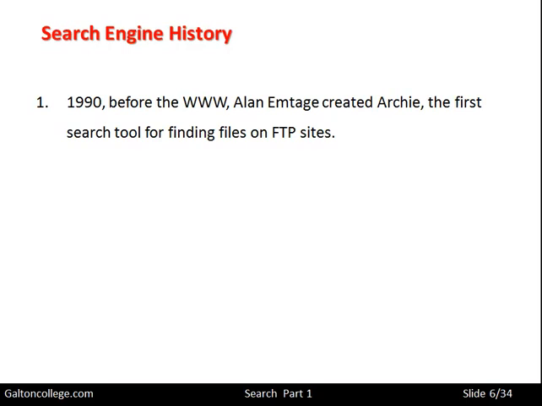Around 1990, before the World Wide Web, some developers, Alan Emtage, for example, created Archie, the first search tool for finding files on FTP sites. FTP is File Transfer Protocol, particular types of site. So the need for some sort of assistance, a search engine, was recognized way back, right at the very start of the internet. It was felt that people using the internet should have some assistance in trying to help them locate the information that they were looking for.